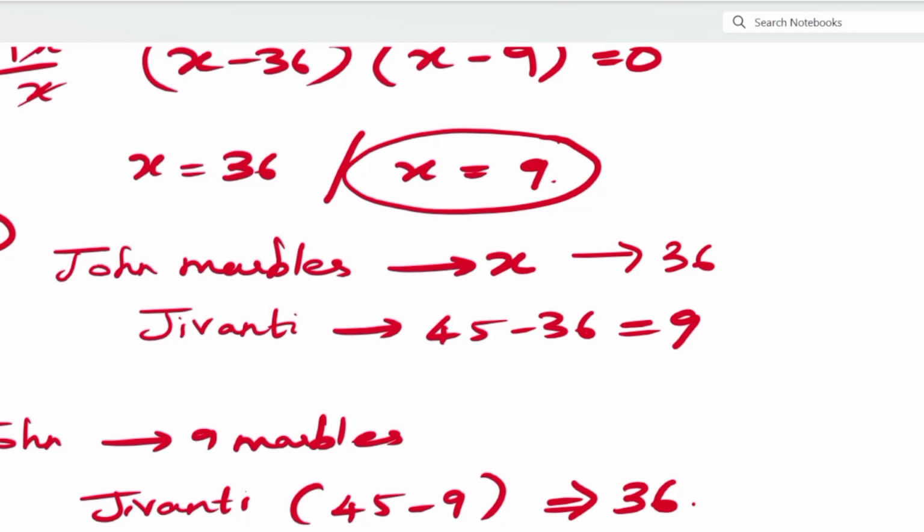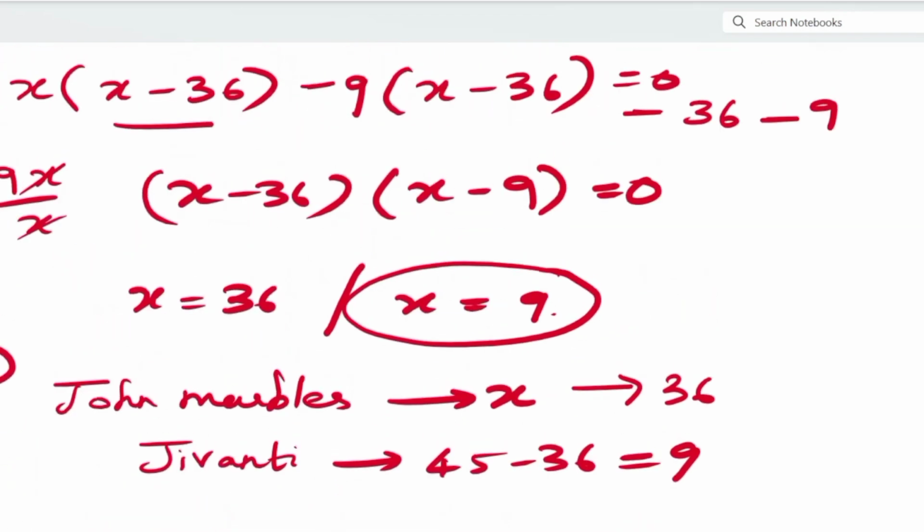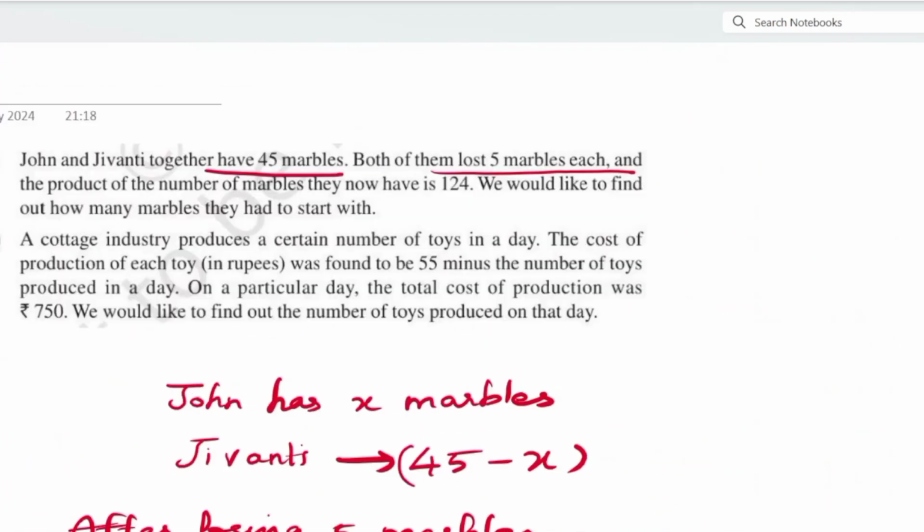So you understood this sum now? So next we'll go to the second sum. So in the second sum, what is the question?